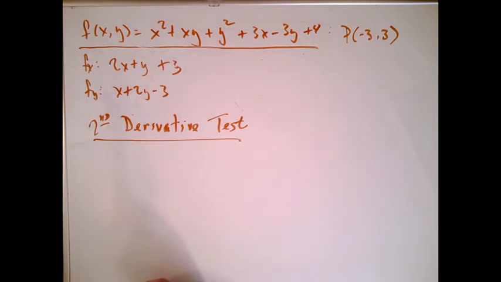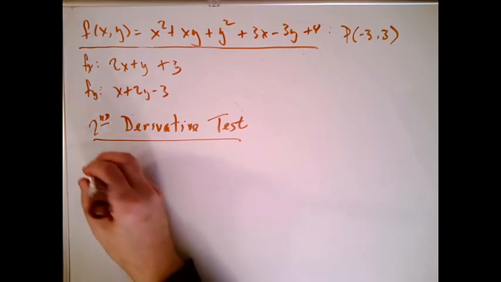We're now going back to our first example where we took the two partials, we set them equal to 0, and we got a critical point, but we don't know whether it's a maximum or minimum or otherwise. Now we do have what's called the second derivative test. For the second derivative test, we need all four second derivatives.